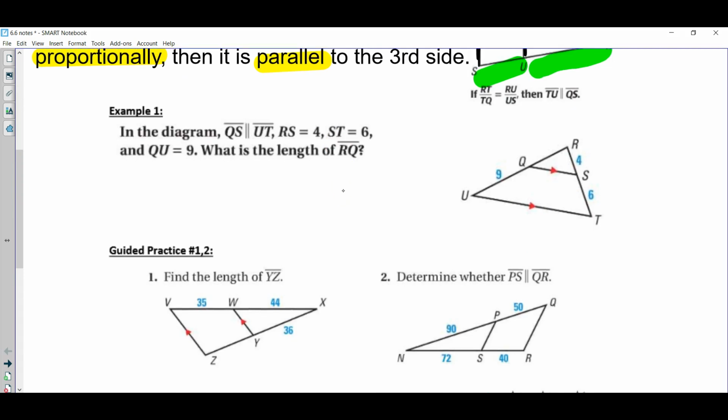What it's giving us in this first problem is that in the diagram, QS and UT are indeed parallel. So what that's already telling me is that this triangle, RQS, and this bigger triangle, RUT, are going to be similar to each other. The reason is that these two angles are corresponding, so it makes them similar by angle-angle. But moving back to the problem, they're telling us that RS is 4, ST is 6, and QU is 9. We need to find the length of RQ, so that's our missing x.